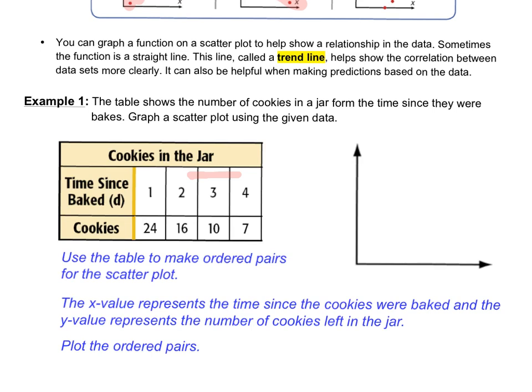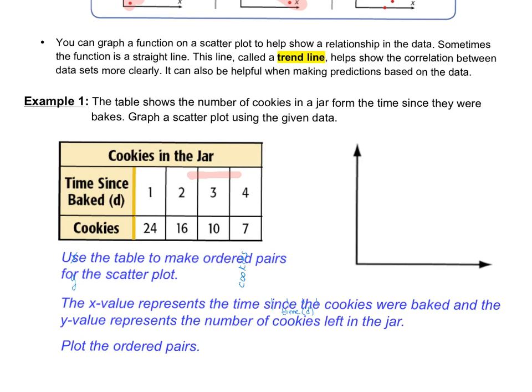Okay, in example 1, we're going to make a scatter plot of this data. The time since the cookies were baked is our x, and the amount of cookies left would be our y. So I'm going to label cookies on the y-axis and time measured in d, so probably days. My x values range from 1 to 4, so I just want to make sure I can fit all of those on my graph. Should be evenly spaced here.